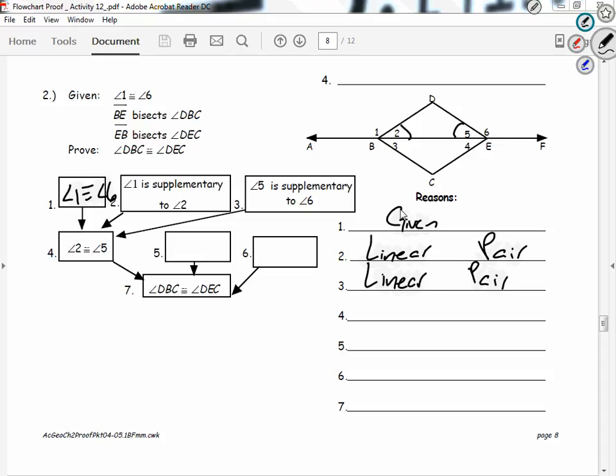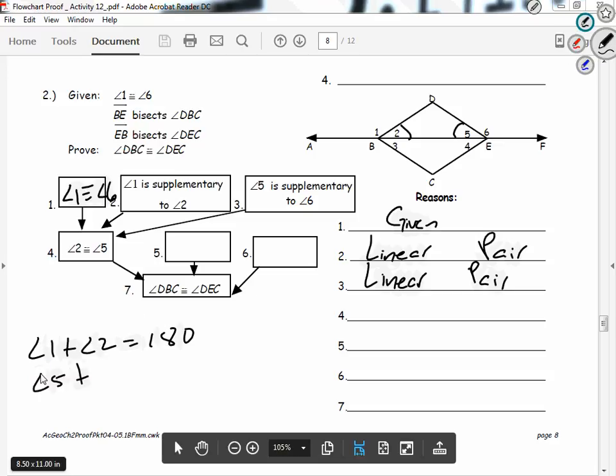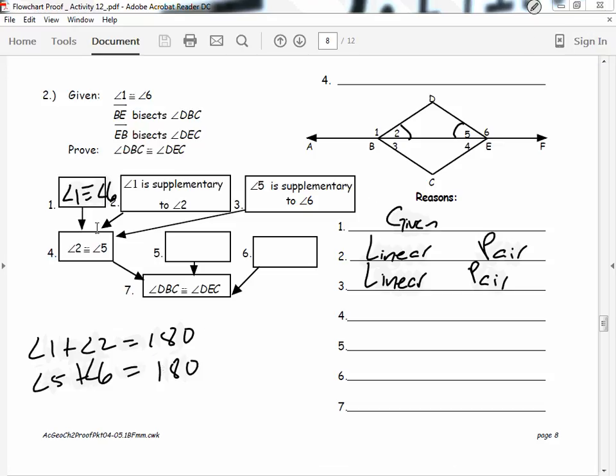Alright, anyway, statement 1 is given. That's why I wrote angle 1 is congruent to angle 6. It was the first statement given. We know from statement 2 that angle 1 plus angle 2 is 180, right? We know that angle 5 plus angle 6 is also 180, right? We know that angle 1 and angle 6 are equal. Why can I say 2 and 5 are also equal? Substitution.